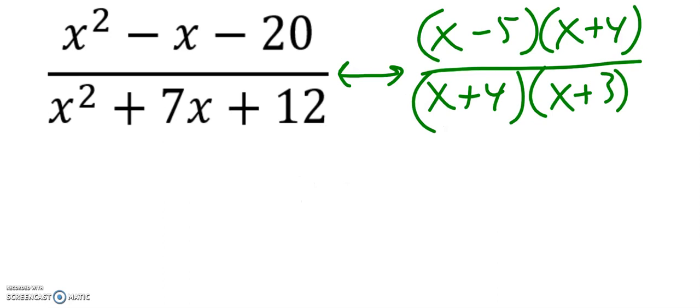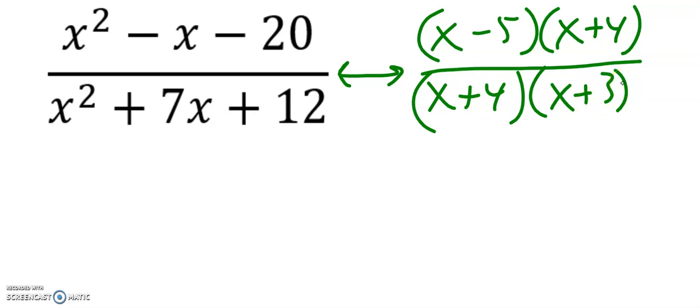All right, so hopefully you ended up with x minus 5 times x plus 4 over x plus 4 times x plus 3. Remember, the order in which we write these factors does not matter. So if you had the x plus 4 and then the x minus 5, or the x plus 3 and then the x plus 4, perfectly fine.